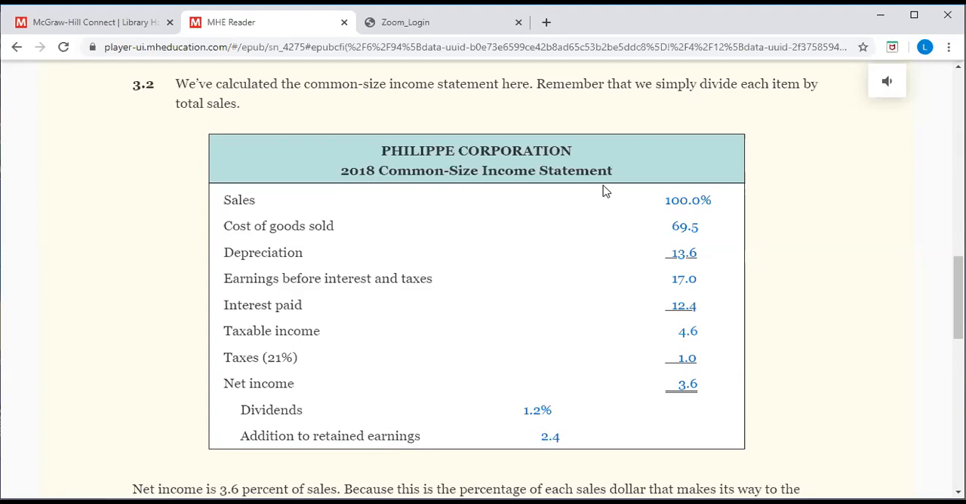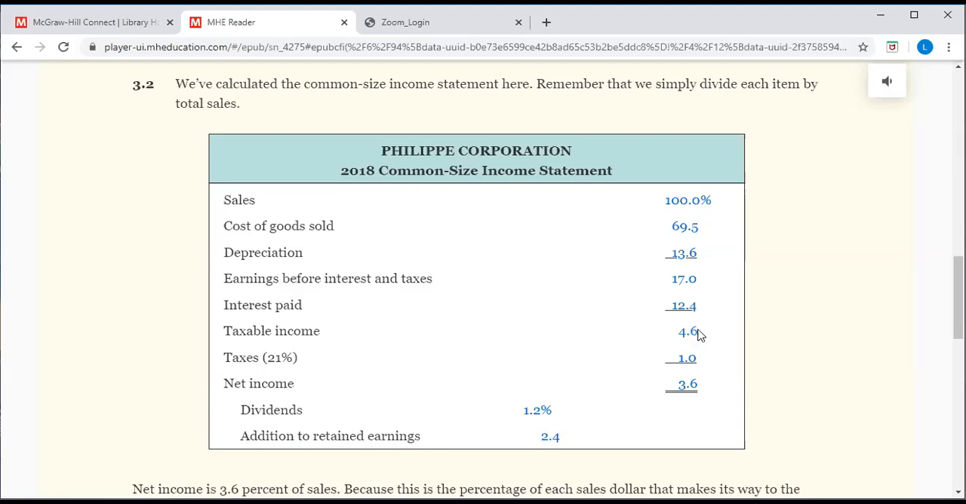And ultimately, when we get to net income, take 146 divided by sales of 4053. Dividends, you would take 47 divided by 4053 to get 1.2%. And the same with the addition to retained earnings. 99 divided by 4053 gives us 2.4. So we're taking that 3.6 and letting people know, here's how much of that went to pay dividends, 1.2% of it, and the other 2.4% of income was added to retained earnings.